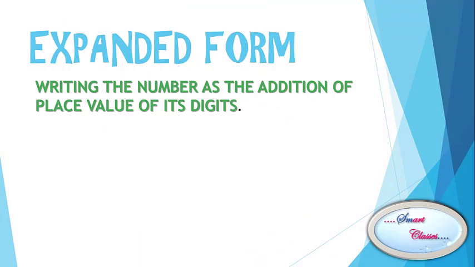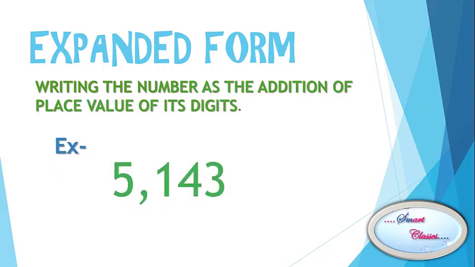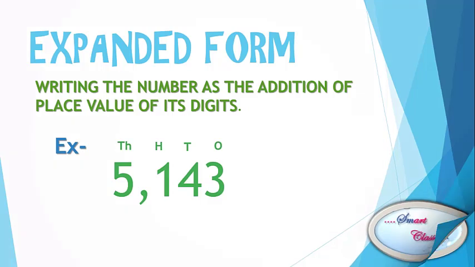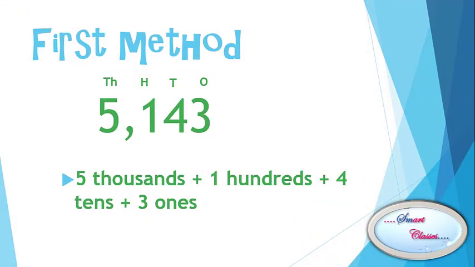Now let's see how to write numbers in expanded form. In expanded form, we write the numbers as the addition of place values of its digits. For example, let's take this random number 5,143. So how we will write it? As we have studied earlier the place value charts, so keep those periods and classes in your mind, which will help us now. So after writing the place values of each digit above them, now we can write them as 5,000s plus 100s plus 4 tens plus 3 ones.